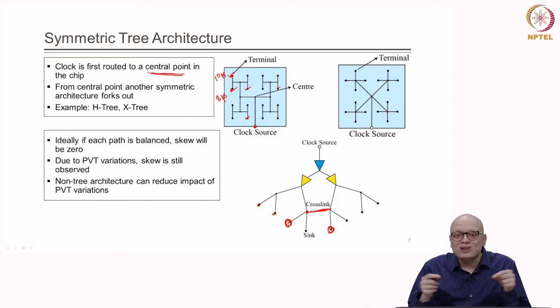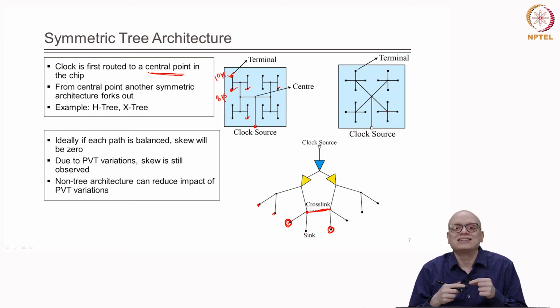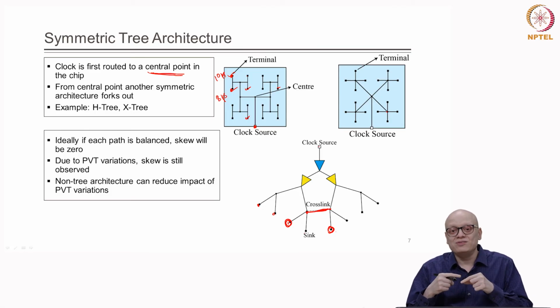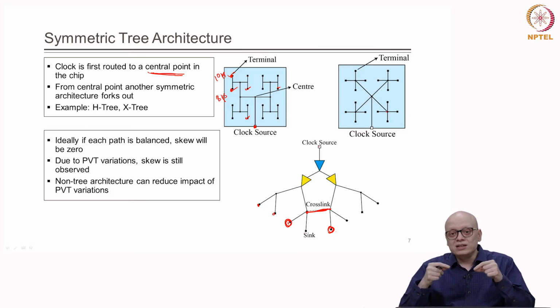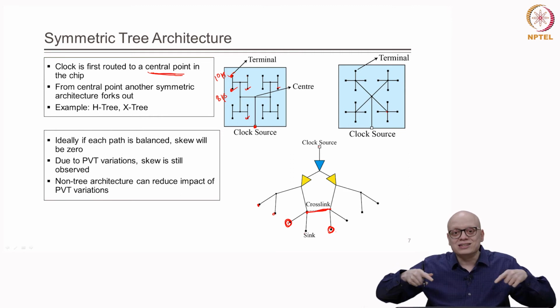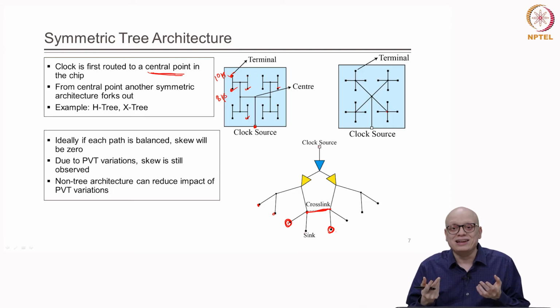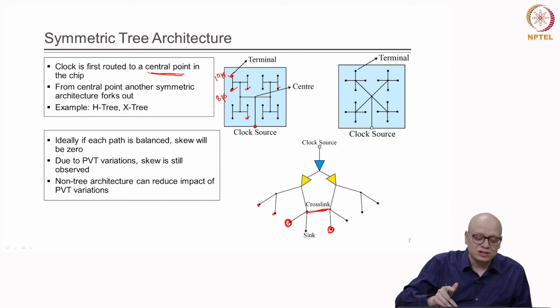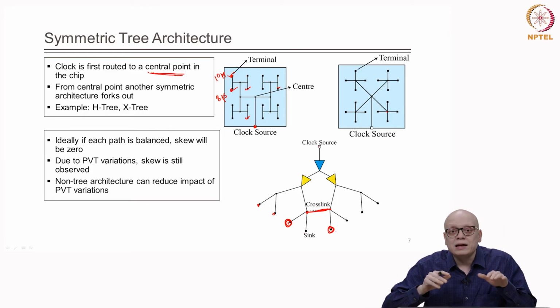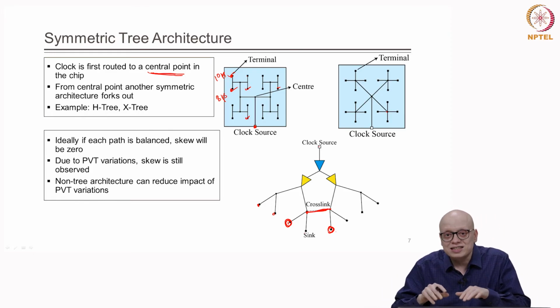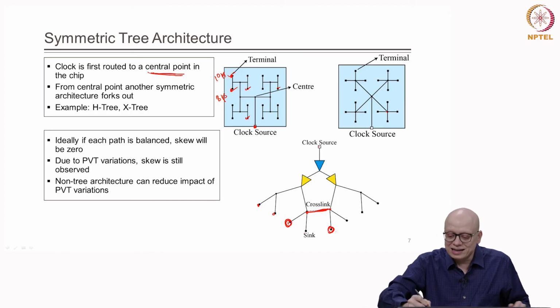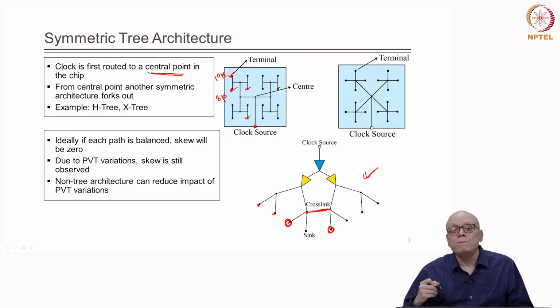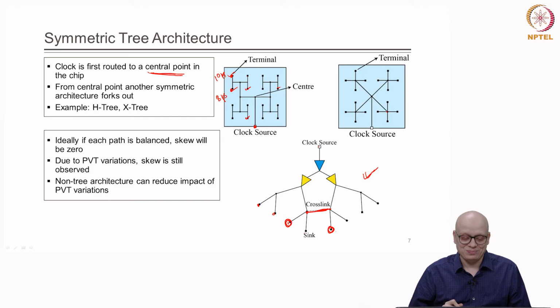Why? Because of the cross links, they are sharing some paths, right. Therefore, if the path between the two endpoints is being shared, then the delay will be correlated, and that is what will be observed in these two cases. As a result of that, the impact due to PVT variations is expected to be lower in this architecture compared to a purely tree architecture.